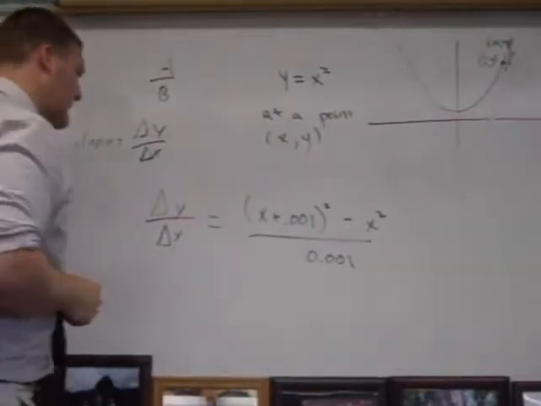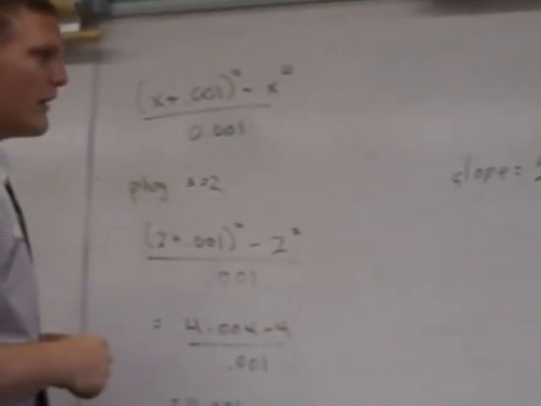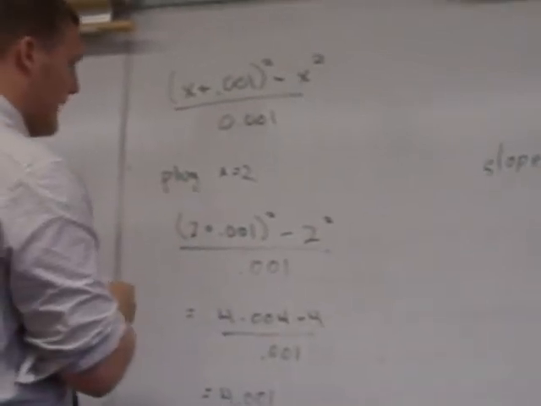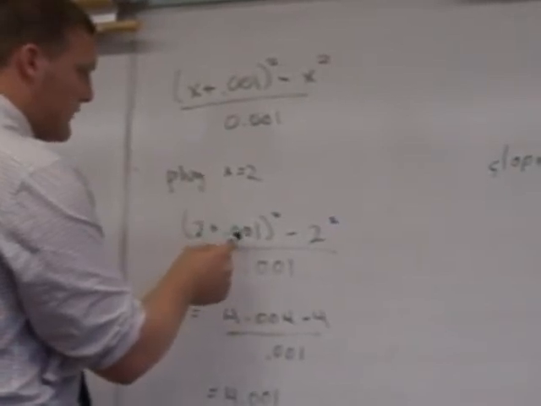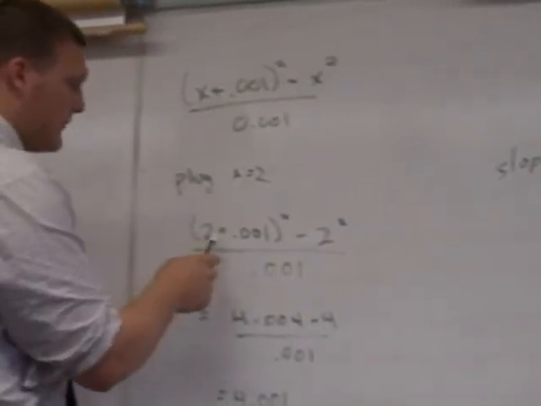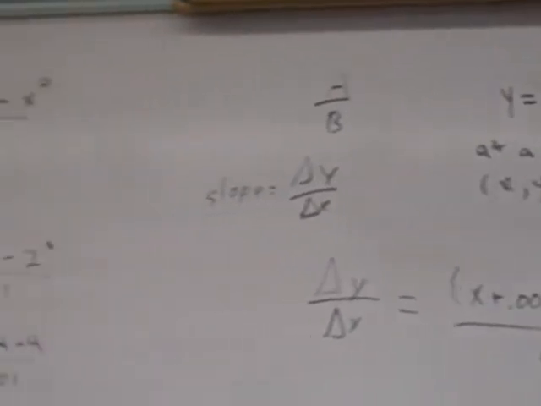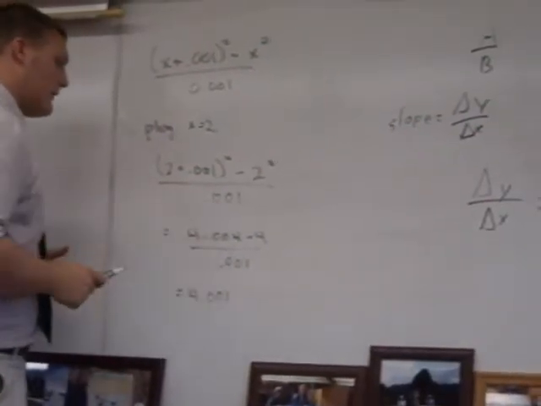So when we go over to the actual example here, we're going to plug in 2. Another way you can write this is f of 2.001 minus f of 2. But here we're plugging in numbers, so it's going to be f of 2 plus 0.001 minus 2 squared, because according to our equation it's squared, and then over the change of x, which is 2.001 minus 2. The change of x is obviously going to be 0.001.